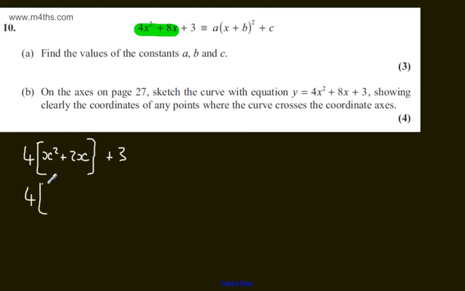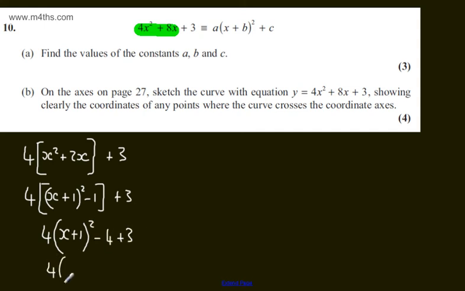I'm now going to complete the square within the bracket. So we need x plus half the coefficient of the term in x, which will be plus 1. We square the bracket and subtract away the 1 squared, which is going to be minus 1. I'm now going to multiply through the square bracket with the 4. We're going to have 4 times (x plus 1) all squared minus 4 plus the 3. So that gives me 4 multiplied by (x plus 1) all squared minus 1.